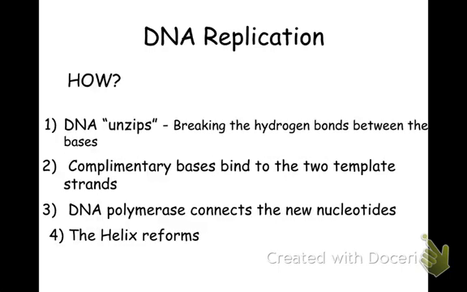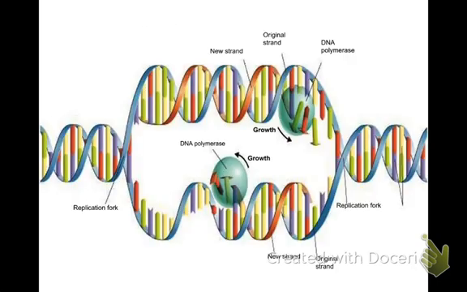So the how, DNA unzips, so it breaks those hydrogen bonds between the bases. Complementary bases will come in and bind to the template strand, basically that original strand. We're going to have bases come in and join up. DNA polymerase is an enzyme that connects them together. So DNA polymerase, that enzyme, is going to connect those nucleotides, and then the helix will reform. This is the basics of what happens in this next picture.